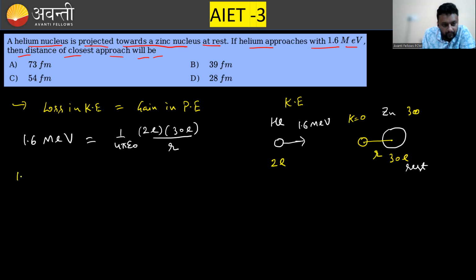So I am putting the values 1.6. Now mega means 10 to the power 6. Electron volt means, all the units must be in SI system. The SI unit of energy is joule. If you don't know the relation, 1 electron volt is equal to 1.6 into 10 to the power minus 19 joule. Clear? So this is 1.6 mega. If you want to convert electron volt into joule, you need to multiply by this number.